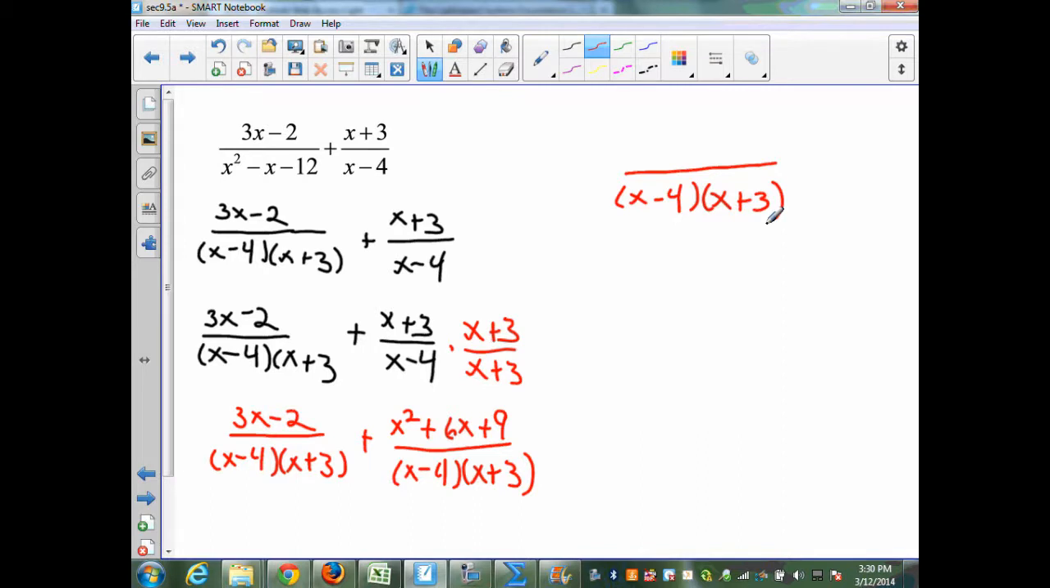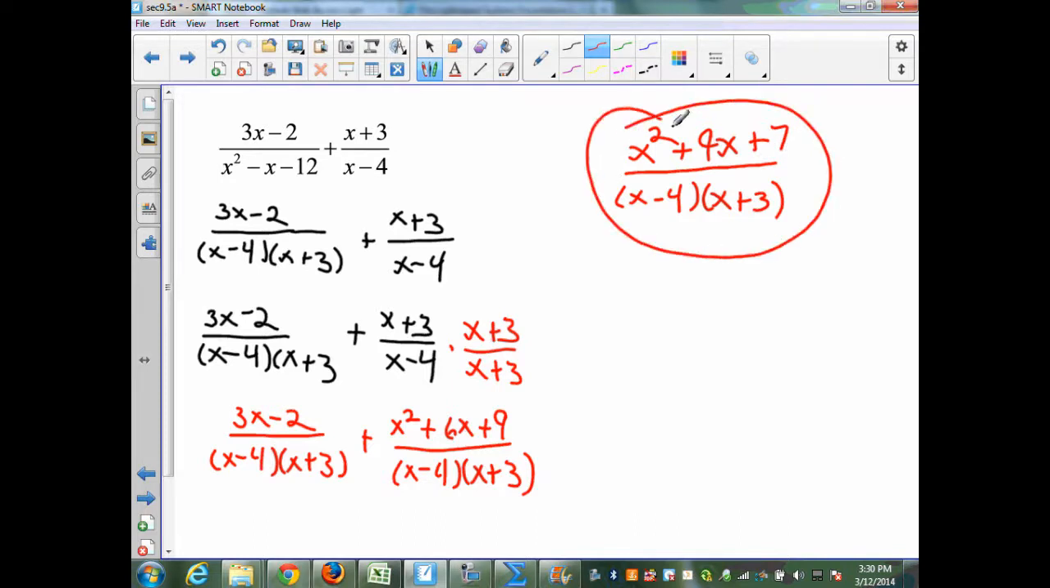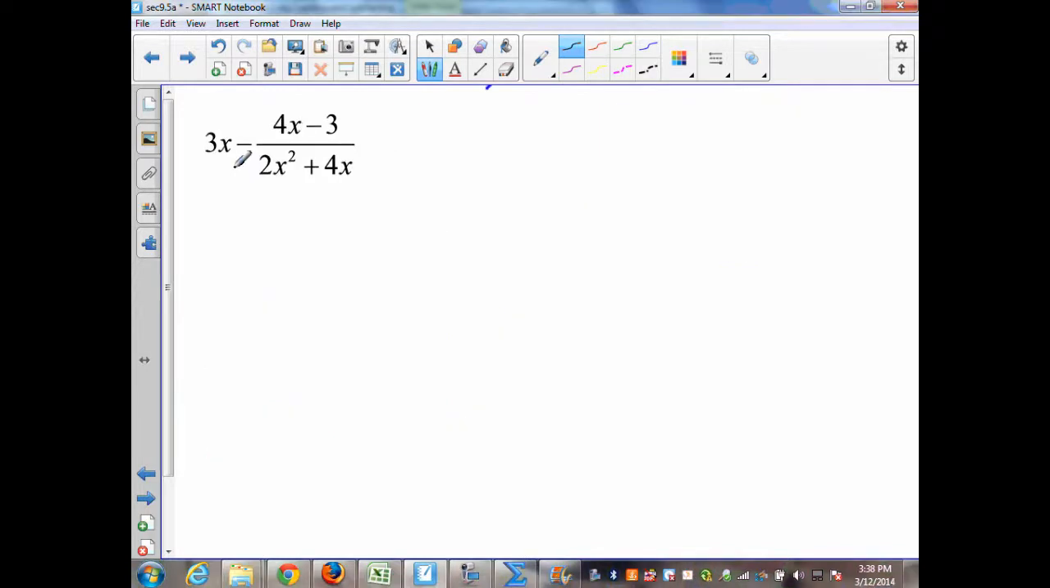and simplify on the numerator. That gives me x squared, 3x plus 6x is 9x, and a negative 2 plus 9 is 7. I'd look to see if I can factor in the numerator to simplify. Since it doesn't, that is my solution. Again, in my next example, I want to begin by factoring.